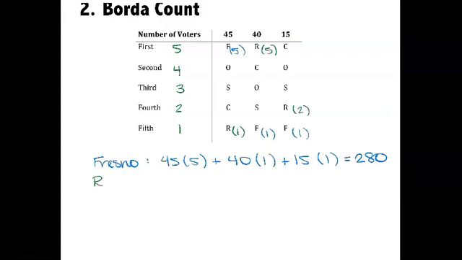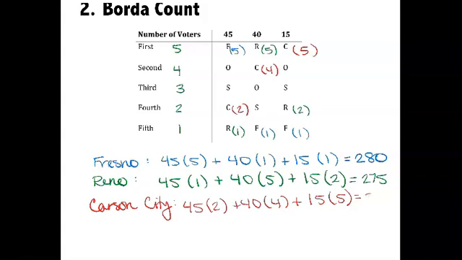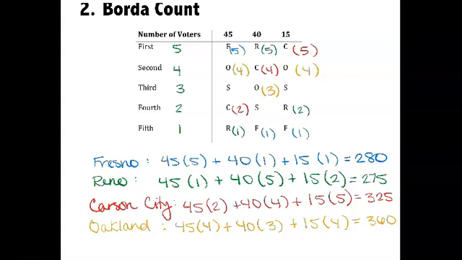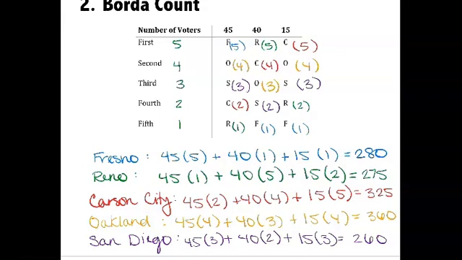So totaling that up, we get 45 last place plus 40 first place plus 15 fourth place votes for a total of 275 points. And I'll continue this way with the remaining 3 cities. So based on the Borda count method, Oakland is the winner.